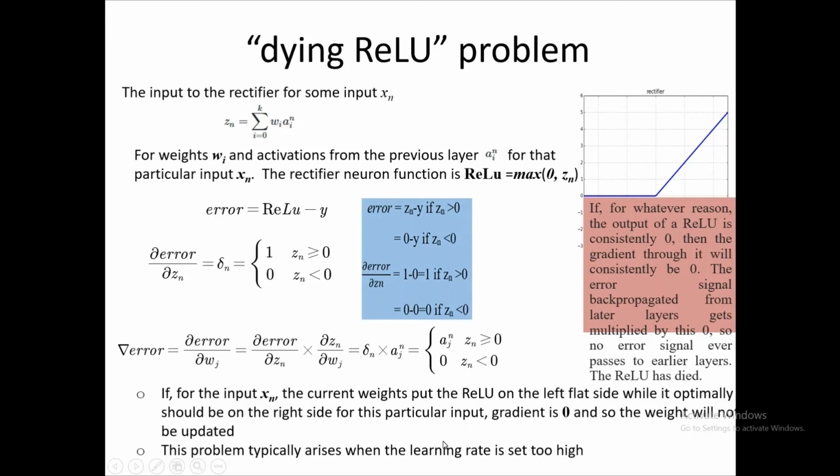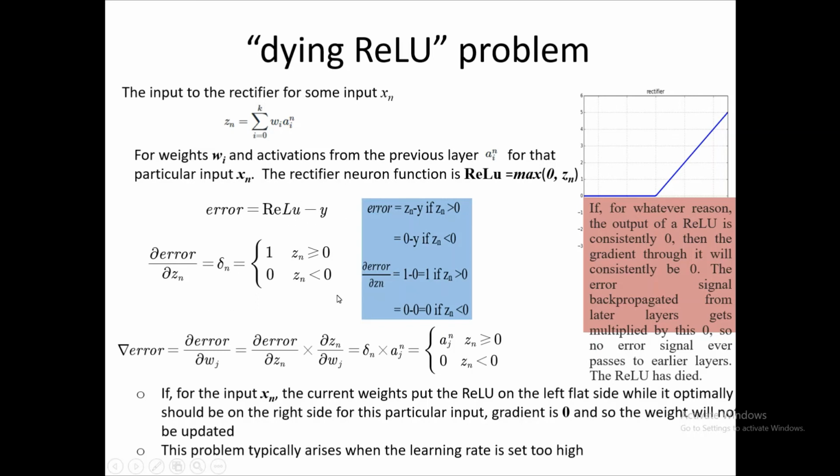When we set the learning rate too high, that makes a big change, a big swing in the weight, in the value of this ReLU. So this kind of problem will arise when we use this particular type of error function.